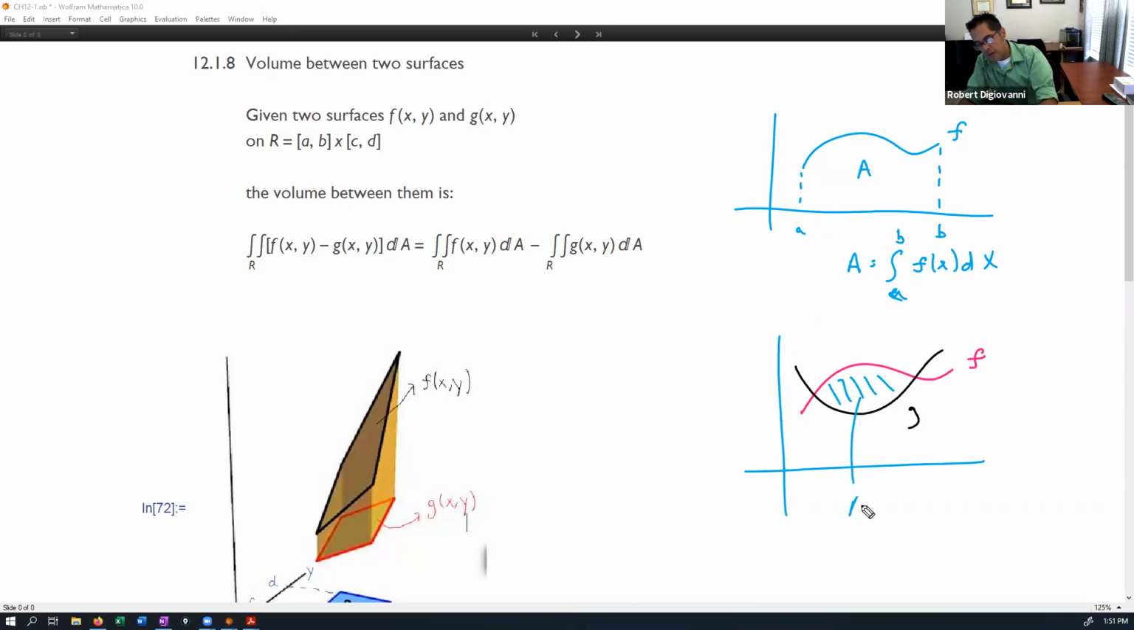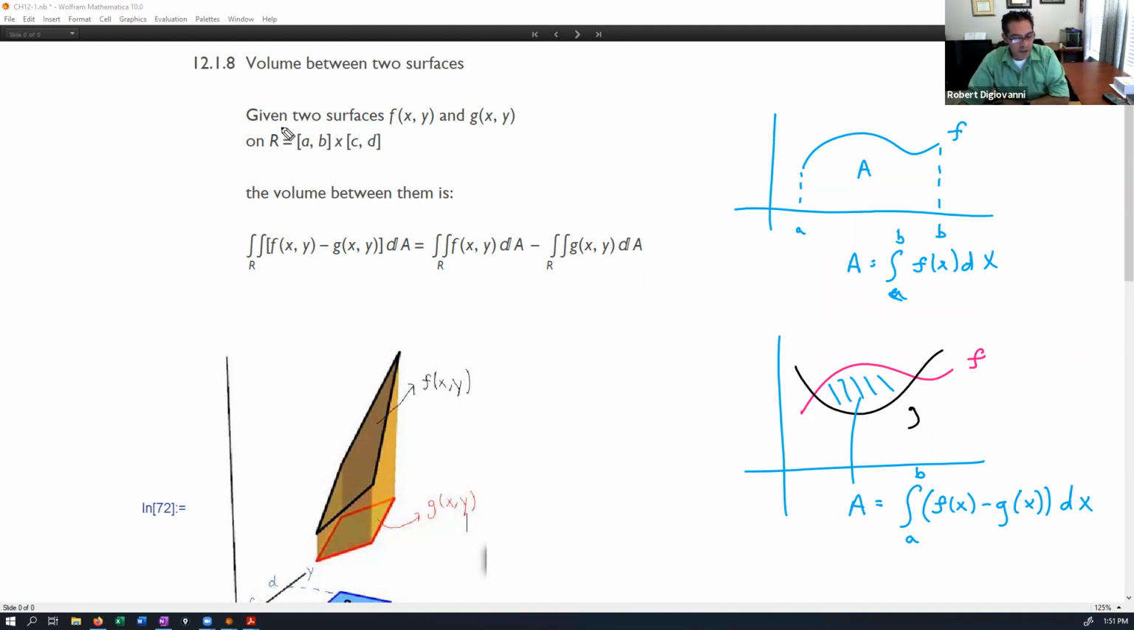Then that area would be the integral from a to b of the top function minus the bottom function. You all remember that from Cal 2, the idea of having a top function and bottom function, you just subtract the two to get the area between? Same concept here. There's nothing new.